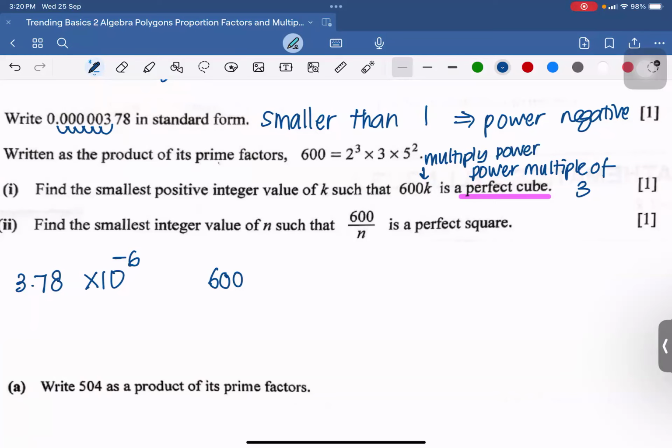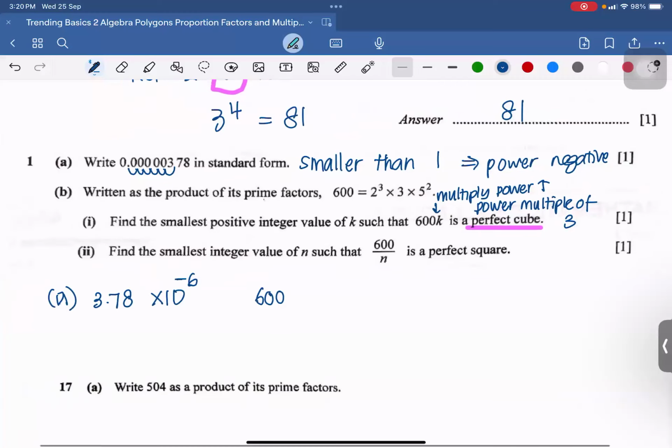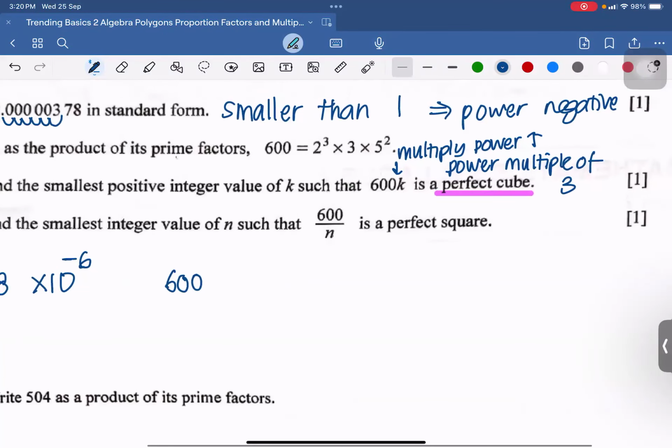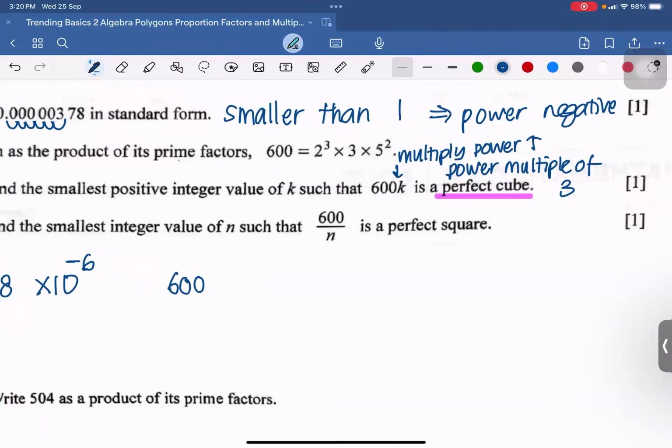The power increase. Alyssa, we are doing the trending questions basic for part 2 worksheet.